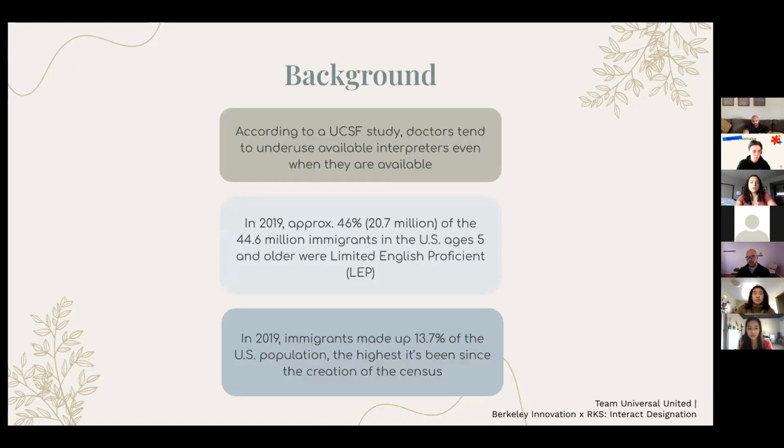So some really interesting statistics that we found was that according to a UCSF research study, doctors tend to underuse available interpreters even when they are available on site. Another really interesting point was that in 2019, approximately 46% of the 44.6 million immigrants in the United States ages 5 and older were considered limited English proficient. Furthermore, in 2019, immigrants made up 13.7% of the US population, the highest it has been since the creation of the census.